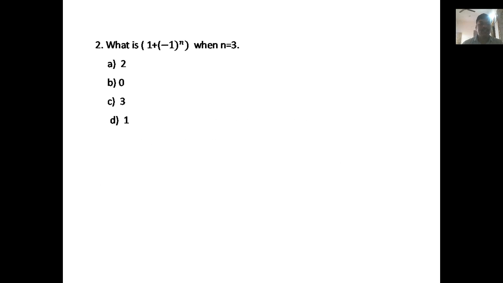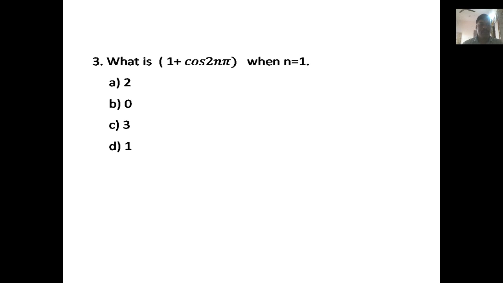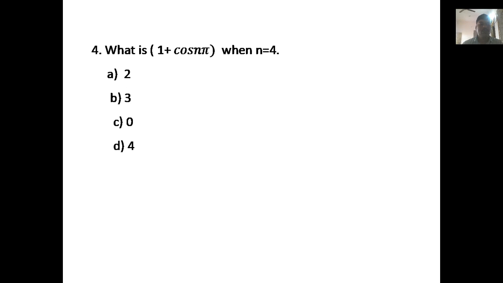Second one, what is 1 plus minus 1 raised to n when n is equal to 3? Answer is B, 0. Third one, what is 1 plus cos 2n pi when n is equal to 1? Answer is A, 2. Fourth one, what is 1 plus cos n pi when n is equal to 4? Answer is again 2.